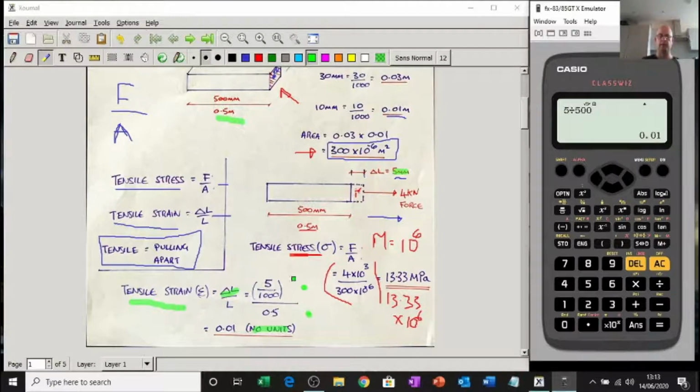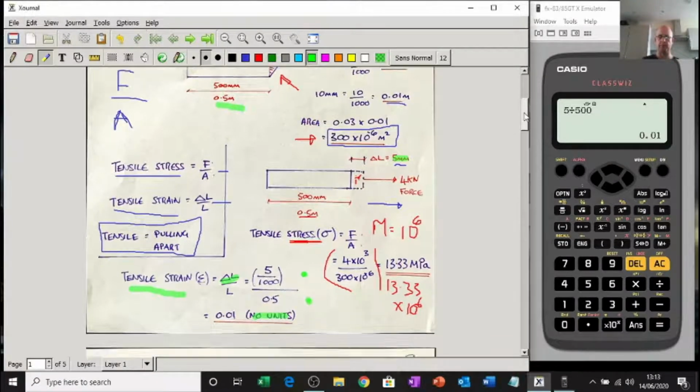Just get into the habit of converting things into meters, because that's the SI unit. But it would work if you were both in inches, miles, kilometers. It's a length over a length. That's tensile stress, force over area, tensile strain, change in length over original length. Tension is pulling apart. So something's in tension, it's being pulled apart.